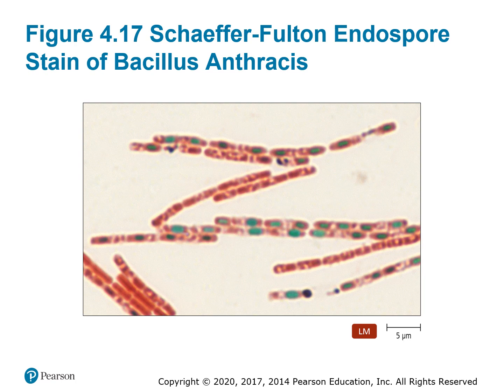Here we have an endospore stain where I think this is malachite green that stains the endospores, and safranin staining the rest of the coat.